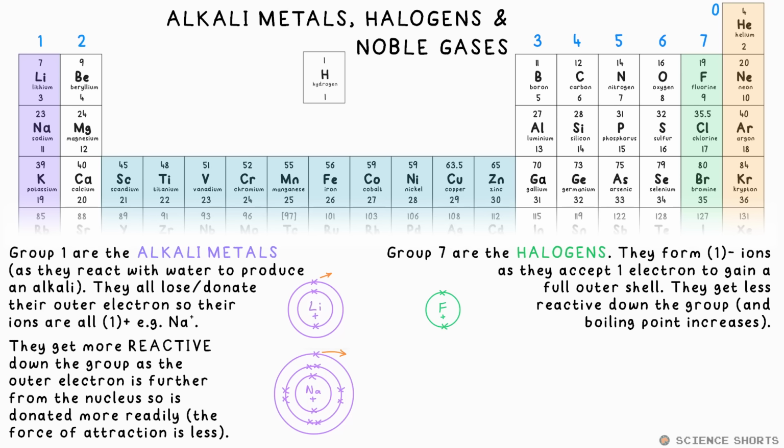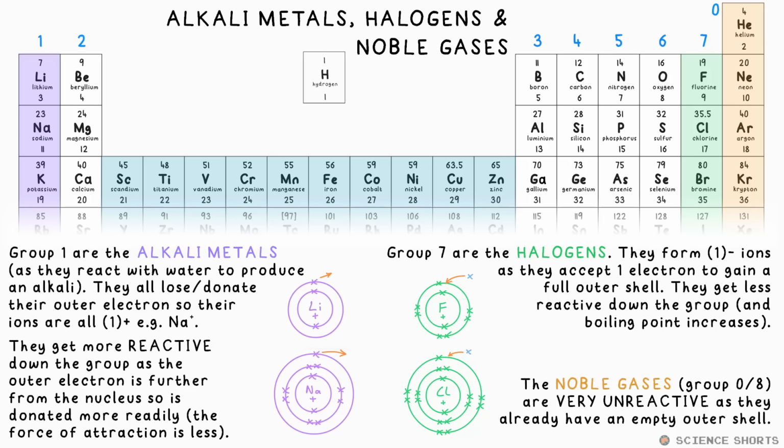Group 7 are what we call the halogens. They're essentially the opposite. They have 7 electrons in their outer shell, so they need 1 more electron to gain a full outer shell. The further down the group you go, the less readily an electron is accepted onto that shell that's further away from the nucleus, so they get less reactive down the group. Their boiling points also increase down the group.